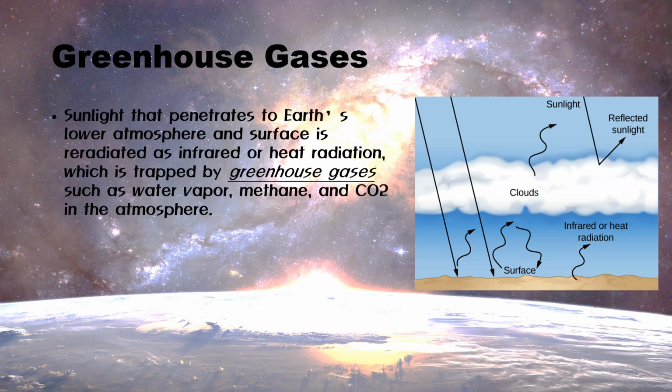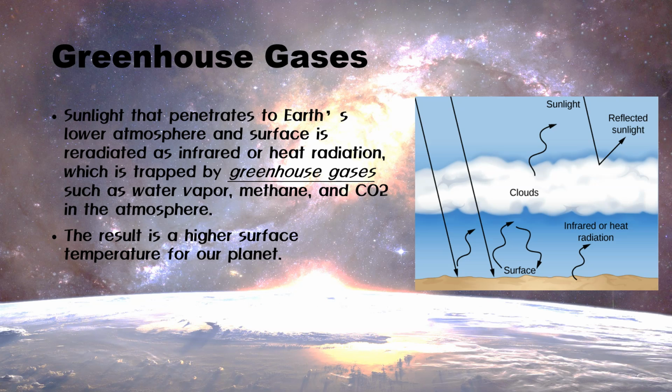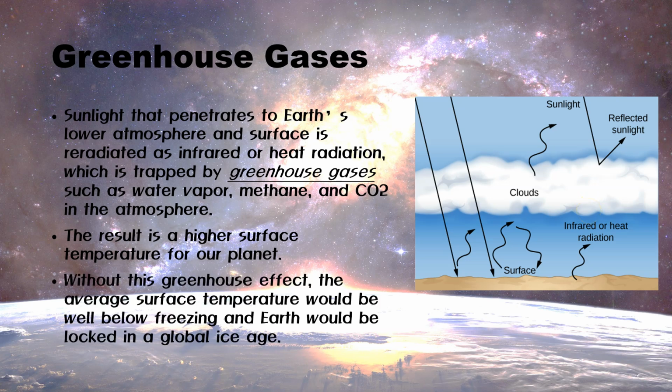Sunlight that penetrates to the Earth's surface is re-radiated as infrared or heat radiation, which is trapped by greenhouse gases, again, such as water vapor, methane, and CO2 within our atmosphere. The result is a higher surface temperature for our planet. Without this greenhouse effect, the average surface temperature would be well below freezing, and Earth would be locked in a global ice age. So we actually have these gases to thank for keeping our planet warm enough to sustain life.